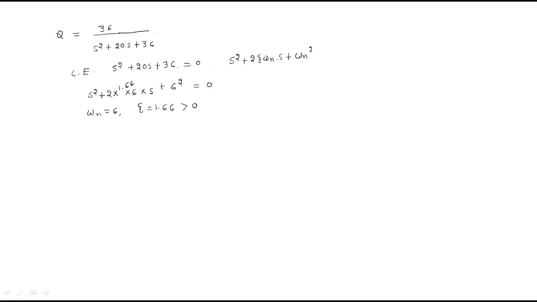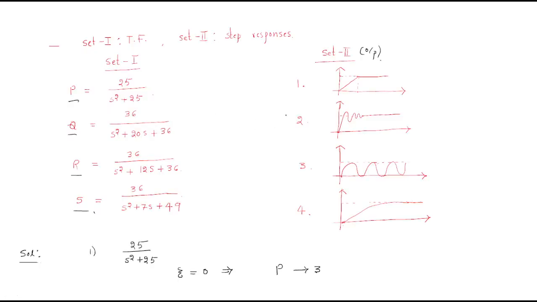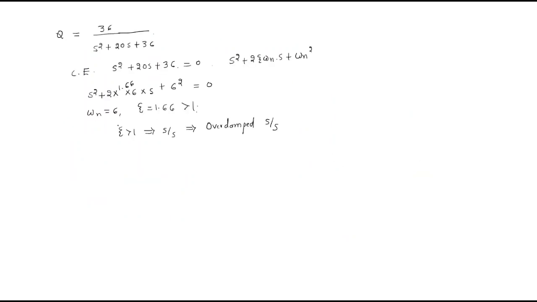Which is greater than 1. Whenever zeta is greater than 1, the system is called an overdamped system. Which is the overdamped system in the diagram? In this diagram, this one takes more settling time compared with these two. This is the overdamped system. That's why Q is the 4.